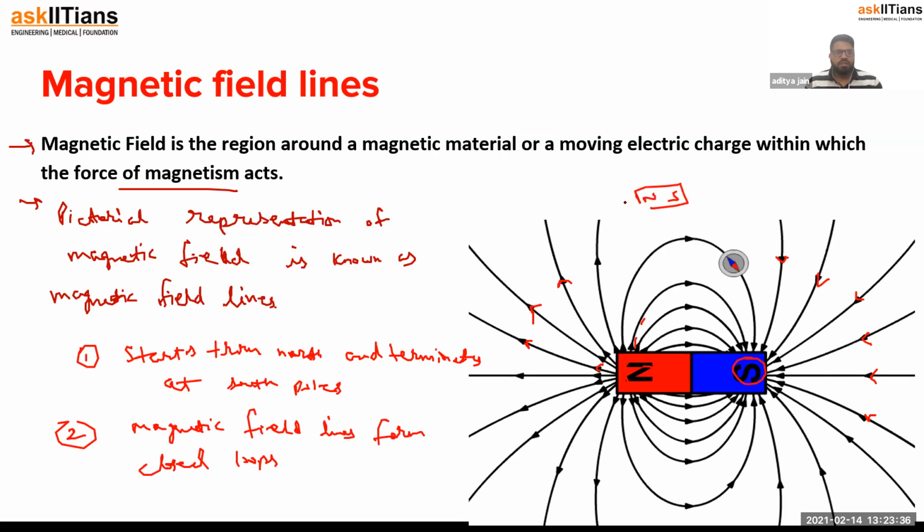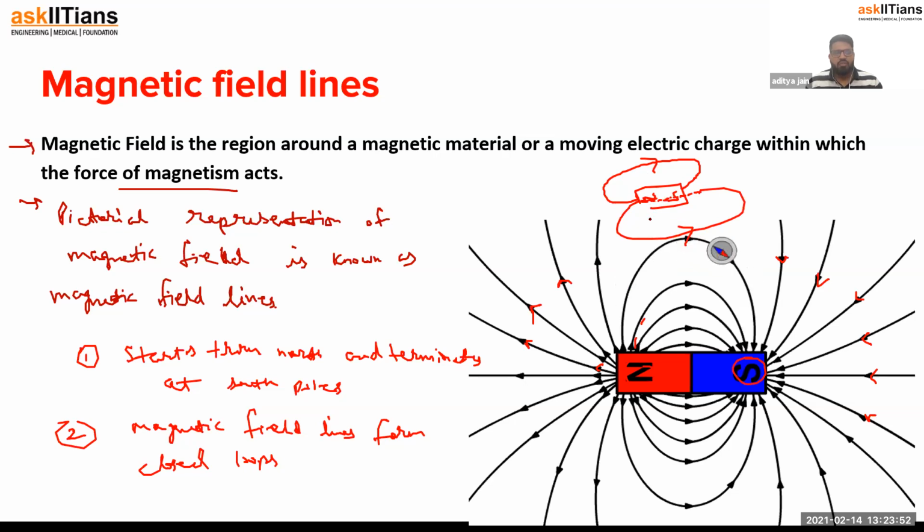Suppose this is north, this is south. So they are starting from north and going towards the south like this. And if they are forming closed loops, then they should complete their path in the magnet also. Yes, if they are forming a closed loop, then they should be forming a closed path.